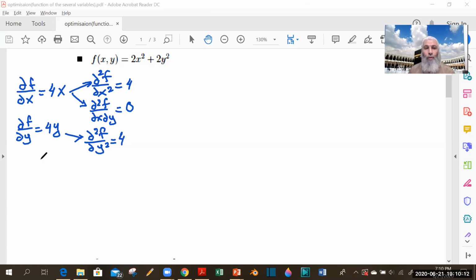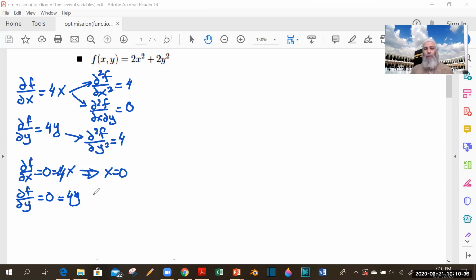Now, we need to set df dx equal to 0, so 4x equals 0, and df dy equal to 0, so 4y equals 0, right? From here, x equals 0, and from here, y equals 0. Our critical point is 0 and 0, right?